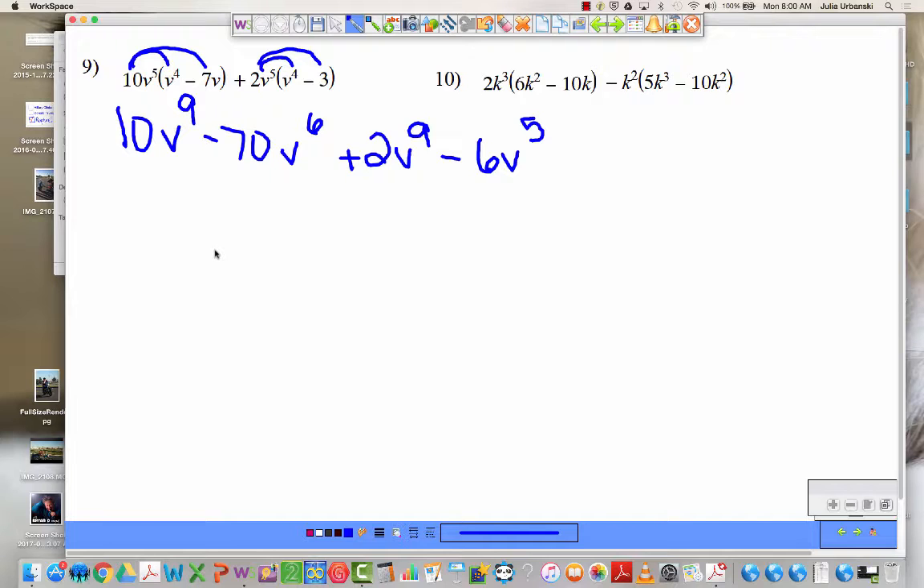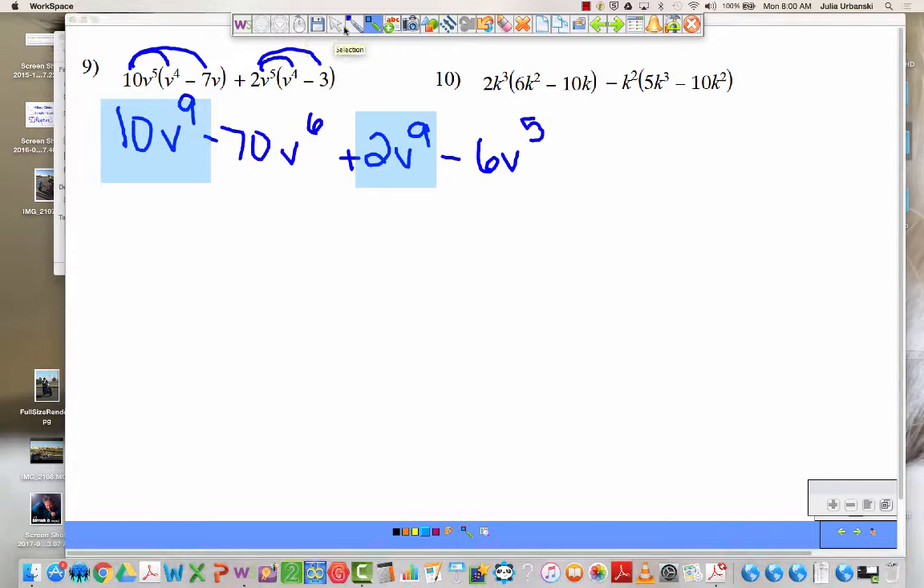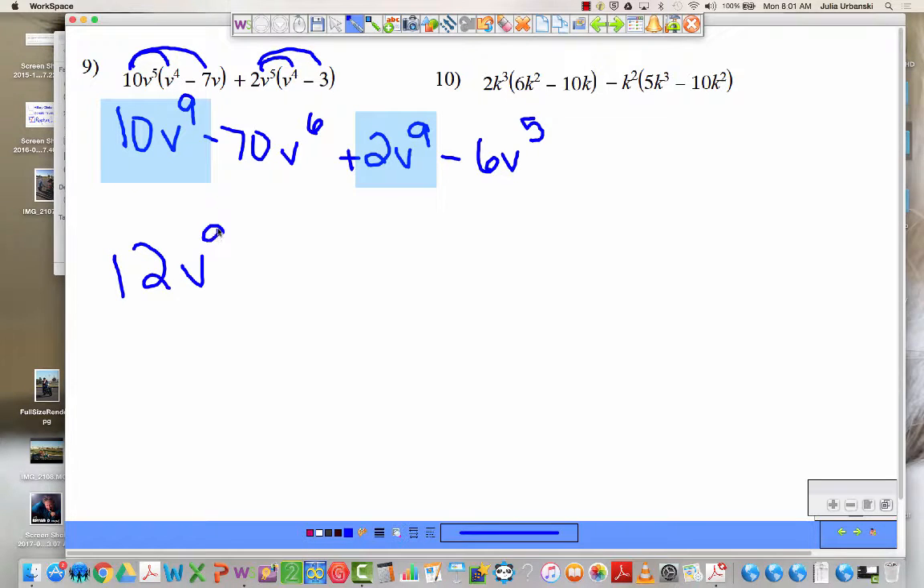So now we look to see if there's any terms that are the same. That's the difference. You have to distribute, but now you're going to actually notice some that match. 10v to the 9th is going to match with what? Is there a mistake back there? So then that would make, give me one second. 12v to the 9th, and then minus 70v to the 6th, and then okay, that's what you do.